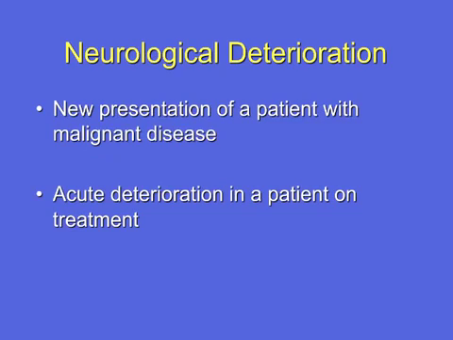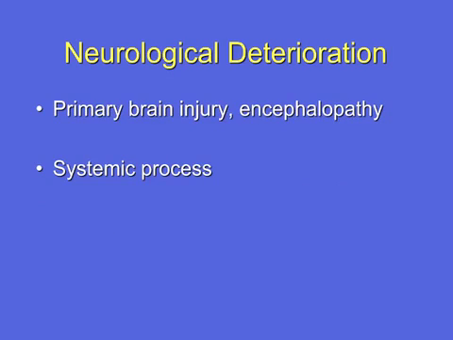I'd like to think of it in terms of patients who present with a newly diagnosed malignant disease, but also talk about the deterioration that you may see in patients who are on treatment. Similarly, we'll talk about the neurological deterioration associated with a primary brain injury, so really we're talking about patients with brain tumours, or patients who have encephalopathy, and also those who have a more systemic process, which might be, for example, a metabolic cause or toxicity or some other factor.